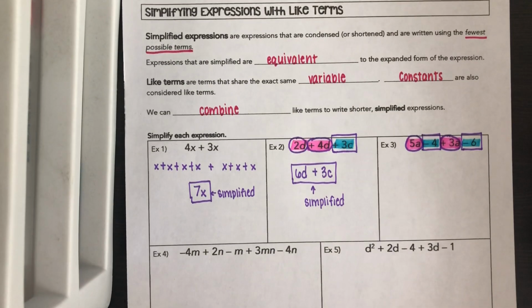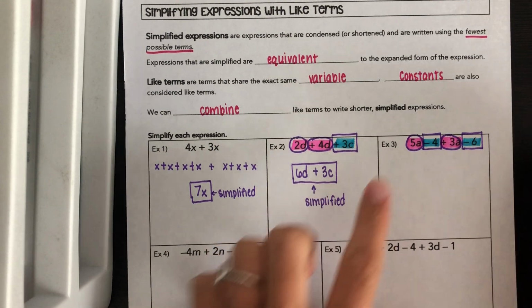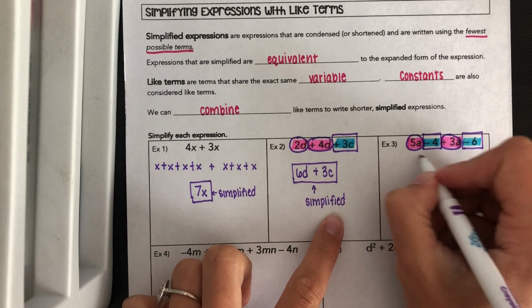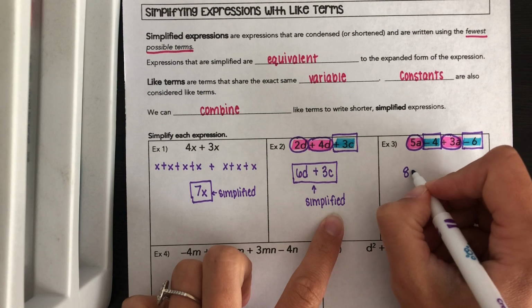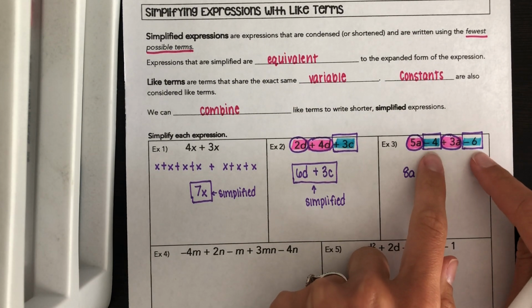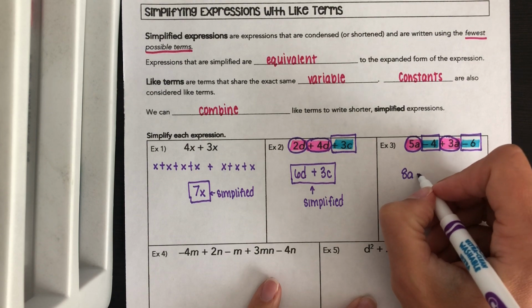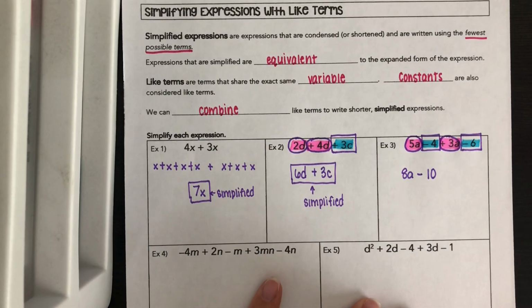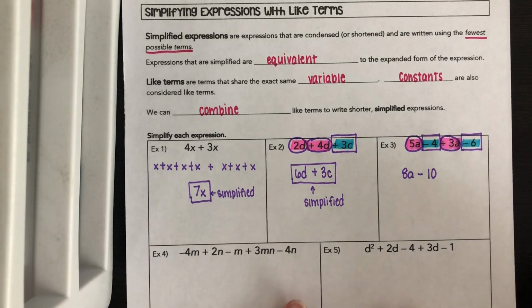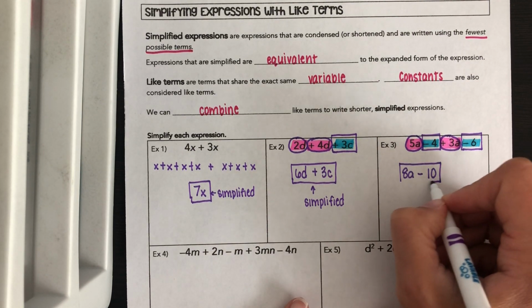Now that I've identified my like terms, I can go ahead and combine them. So I'm going to combine 5a and 3a. 5a plus 3a would be 8a. And then I'm going to combine my blues, my constants, my boxes. Negative 4 minus 6 is negative 10. So I've now simplified my expression using the fewest possible terms to 8a minus 10.